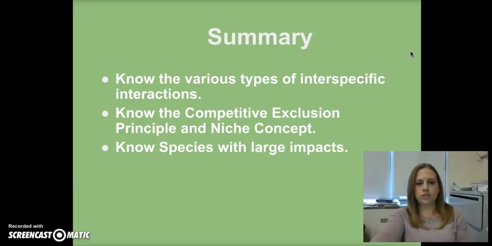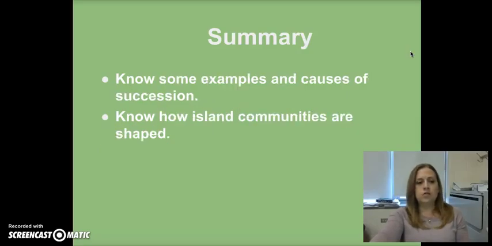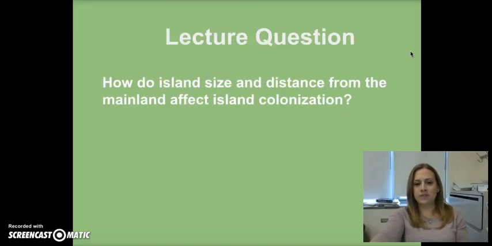Alright, so the summary for this chapter, you guys should know the various types of interspecific interactions. You need to know about the competitive exclusion principle and niche concept. You should be able to talk about the species with large impact, so those foundation species, those dominant species, the keystone species. You should also be able to know some examples and causes of succession, and then also you should be able to talk about island communities and how they are shaped.